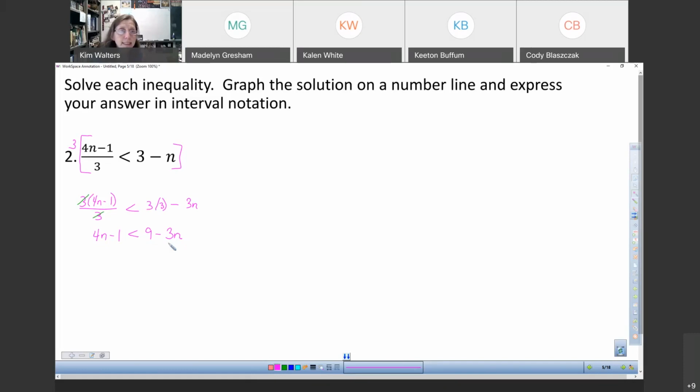So here's where I'm going to see if anybody's paying attention to me. You can do this in the chat and you can either chat to me privately or you can chat to everybody. Somebody tell me what I'm going to move so all my n's are on the left-hand side.